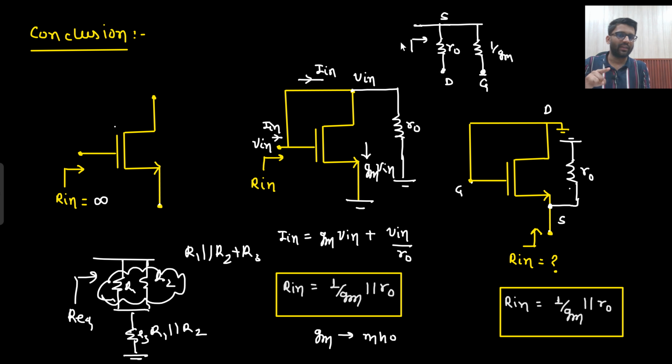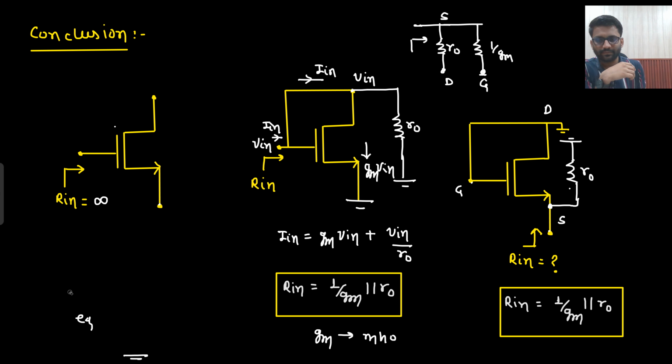So the same thing we are doing here. Looking from the source, I need to find the resistance. One resistance I need from source to ground, and another I need from source to ground only. From source to ground, I get 1 by Gm. From source to ground, I get R naught. So from source to ground, the resistance is 1 by Gm parallel with R naught. Say yes or no. Well and good.